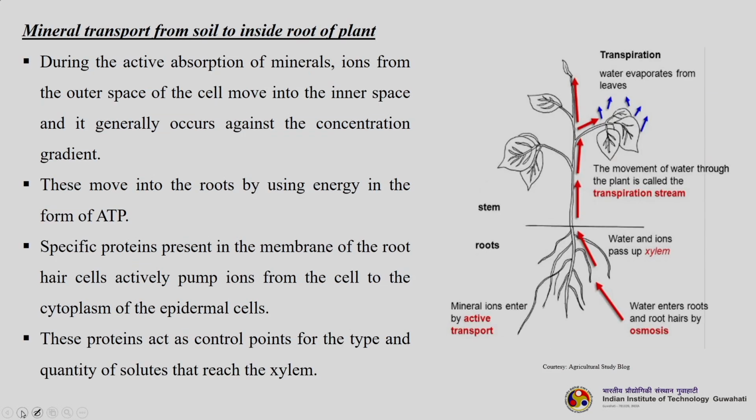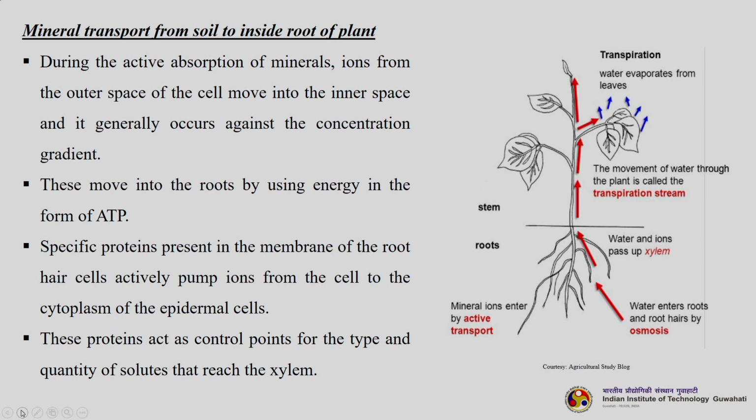Another very classic example is mineral transport from soil to inside the root of a plant. You can see this particular figure. During the active absorption of minerals, ions from the outer space of the cell move into the inner space, and this generally occurs against the concentration gradient.